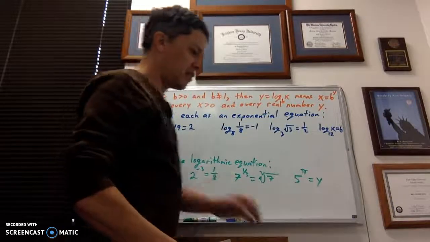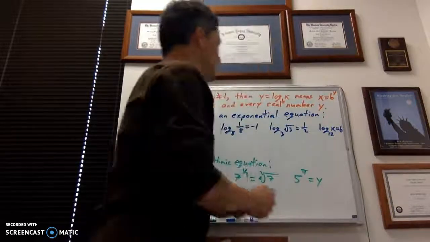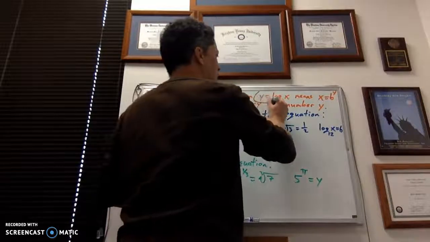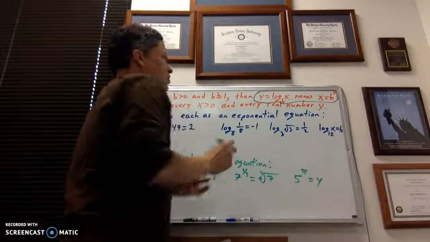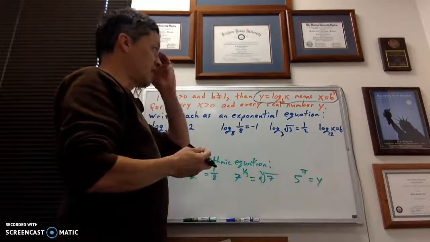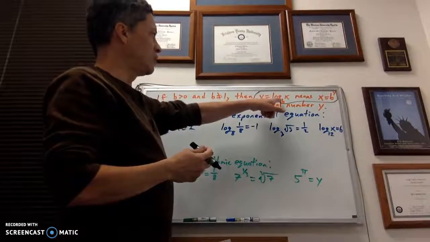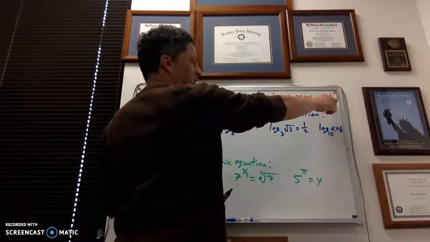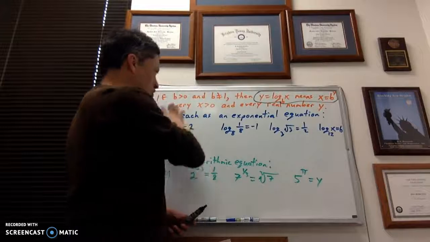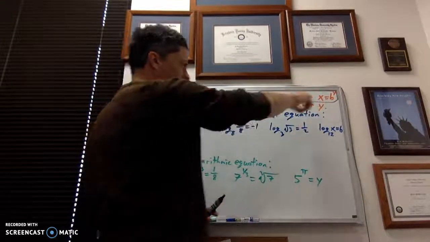So again, the big thing I'm after here is this. Right, that's what we're looking at. So let's examine that for a second. Let's go in this direction. I've got x equals b to the y, and I'm going to convert that to a logarithm. That's what we're going to be doing on these problems.